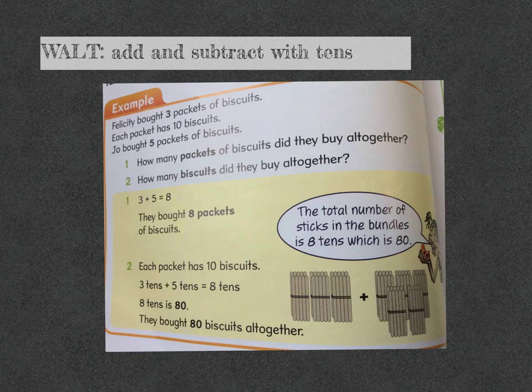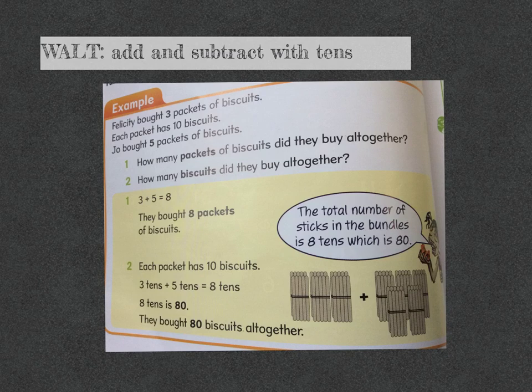So we are learning to add and subtract with tens. Have a listen to this problem here. Felicity bought 3 packets of biscuits. Each packet has got 10 biscuits. Joe bought 5 packets of biscuits. So we want to know how many packets of biscuits did they buy altogether.